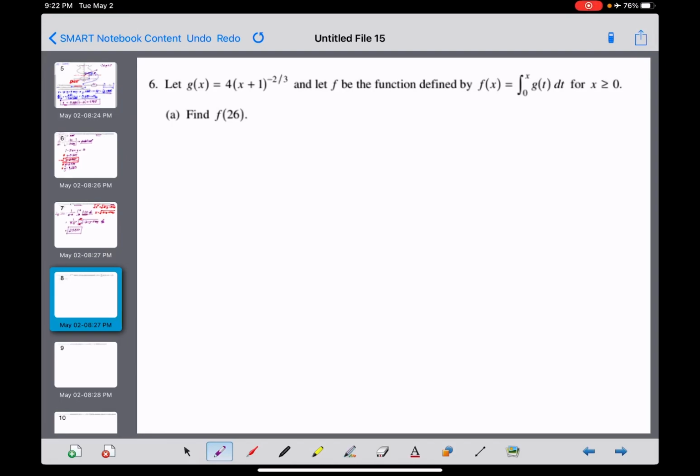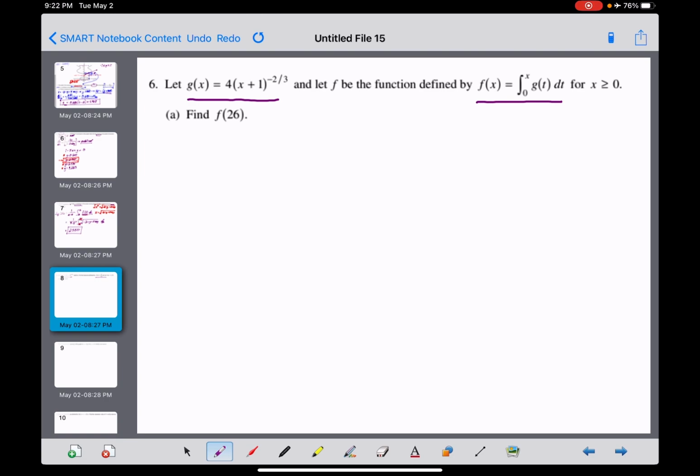All right, guys, number 6 was another pretty tough one right here. Let's take a look at what's going on. They've given you an explicit definition for g of x here, 4 times (x plus 1) to the negative 2/3, and an explicit definition for f of x written as an integral of g of t. Gotcha. And we're supposed to find f of 26.